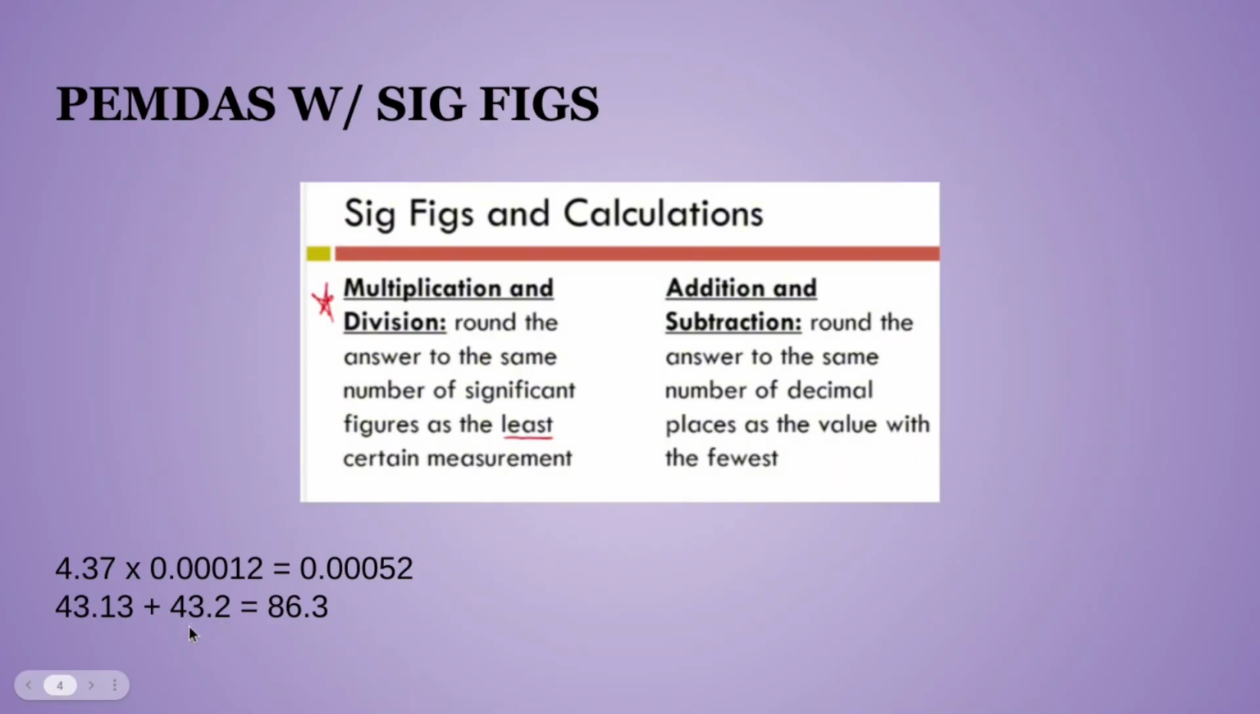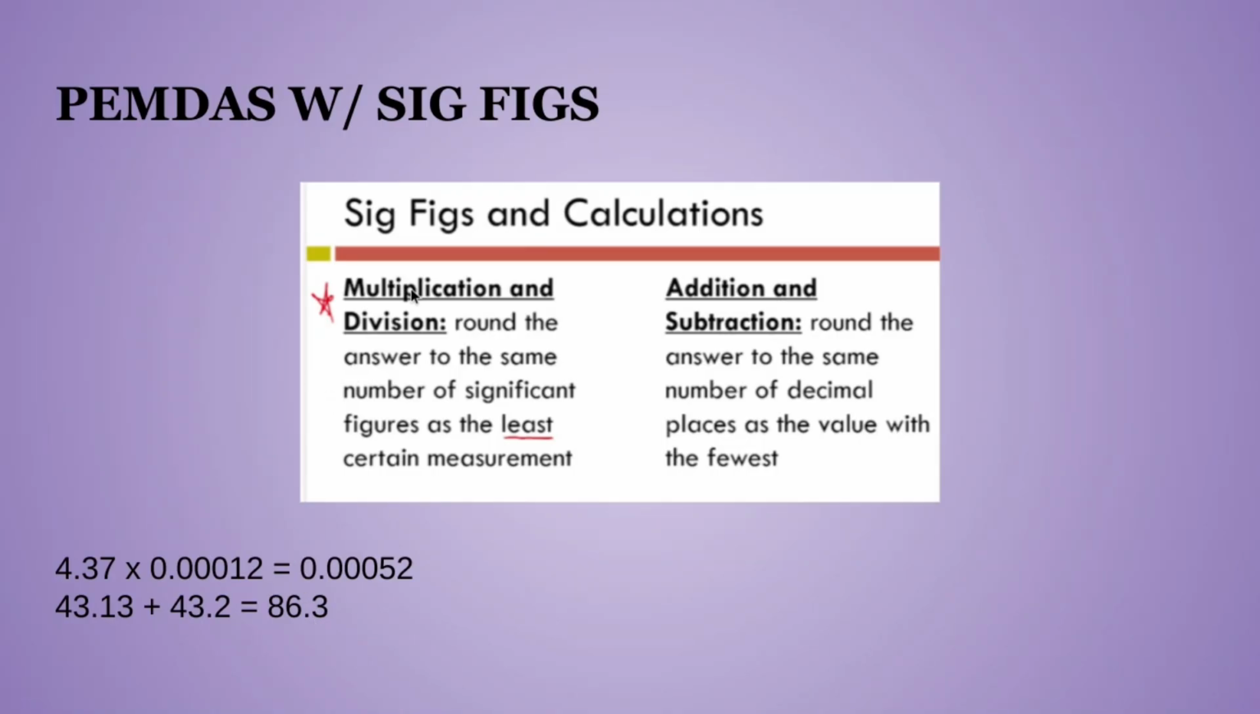Since it has the least amount, we would carry that into our answer. So if you pull out a calculator, or if you can do it in your head, 43.13 plus 43.2 is equal to 86.33. However, since we are using 1 decimal place, you would just round that to 86.3.